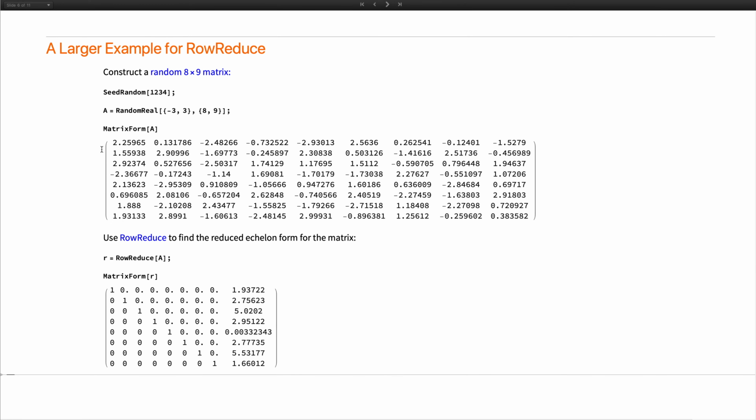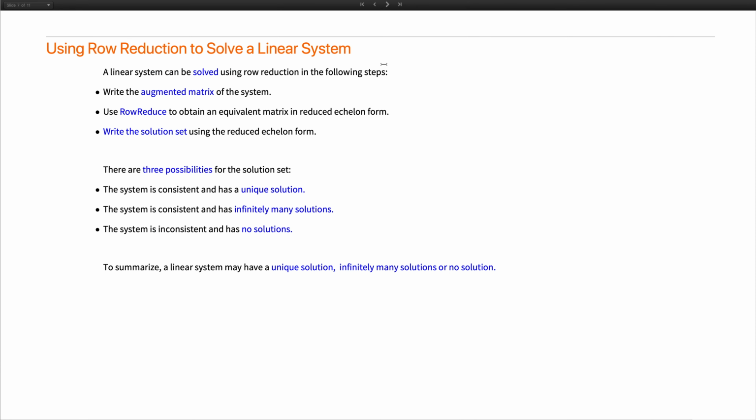So once we know how to use RowReduce, we can now talk about solving linear systems. So the question is, how do you solve a linear system using row reduction? Well, the steps are, you first of all write down the augmented matrix with both the left and right hand sides for a system, apply RowReduce to it, and then looking at the output from RowReduce, you can write down the solution set.